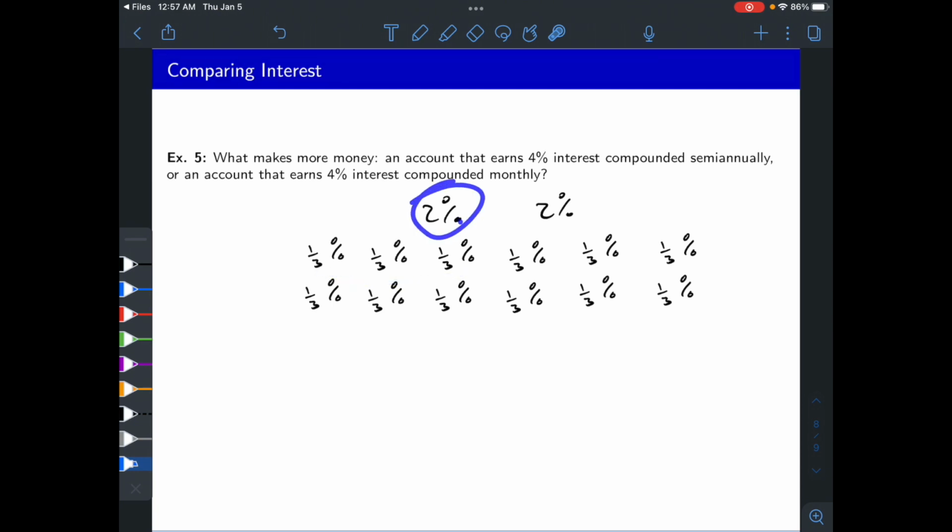Whereas in the semi-annual case, there's none of that, right? For the first 6 months, you only make the 2% interest on what you had at the start. Whereas for the first 5 months, you're making interest on everything that you made in previous months. And then same thing after 12 months. After 12 months, that interest just keeps compounding, keeps getting bigger and bigger. Not by too much, because you're making interest on 1/3 of a percent interest.